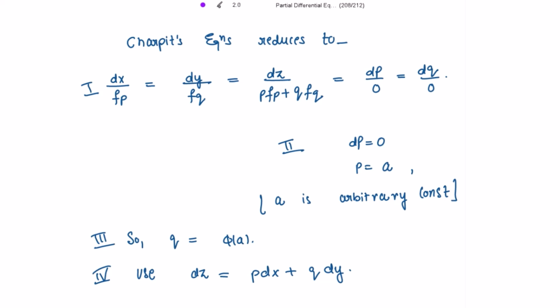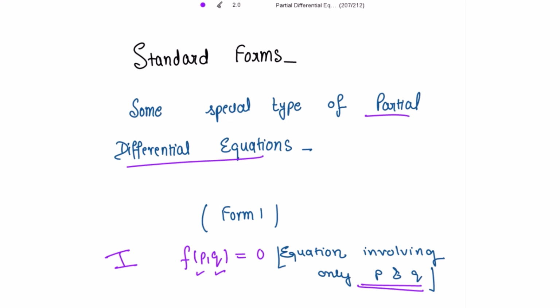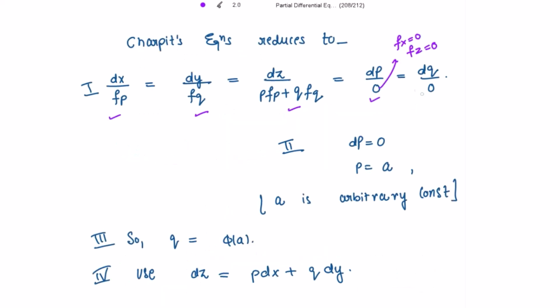For that, the Charpit's equation reduces to: the first, second, third ratio, and the fourth will be dp divided by 0. Why? Because here fx is also 0 and fz is also 0, because our equation involves only p and q. So when differentiating f with respect to x, we get 0. Differentiating f with respect to z, we get 0, right? So these two denominators are 0 in these ratios. So our Charpit's equation reduces to this.